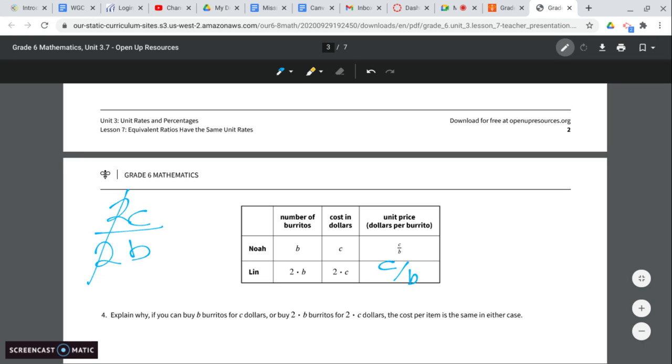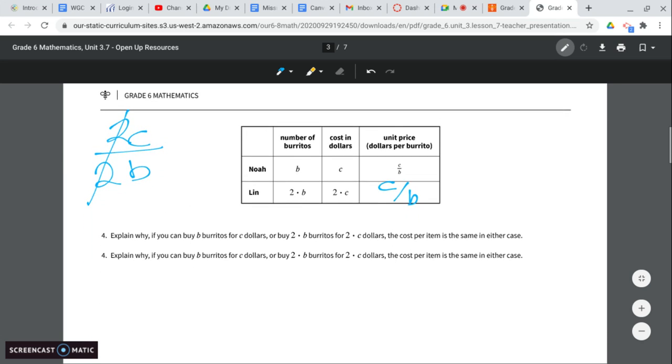So explain why, if you can buy B burritos for C dollars or buy 2 times B burritos for 2 times C dollars, the cost per item is the same in either case. So if you have B items for C dollars, then the unit rate is going to be C divided by B dollars per burrito. So when we do the 2C divided by 2B, it reduces down. They're equivalent fractions, so they both paid the same amount.